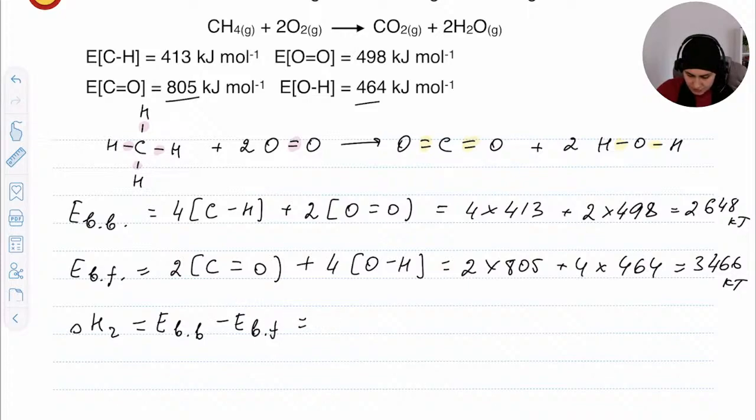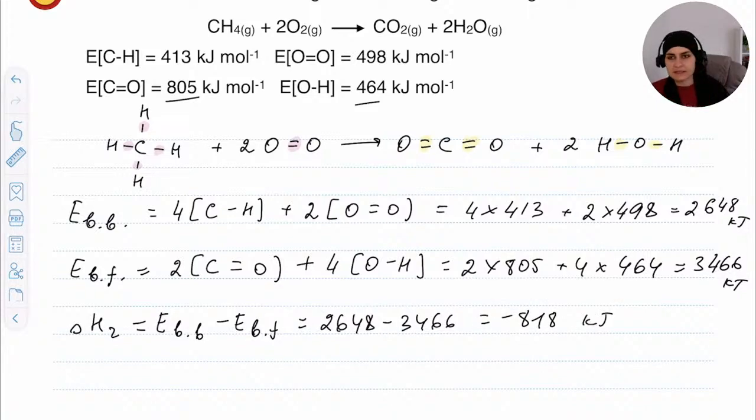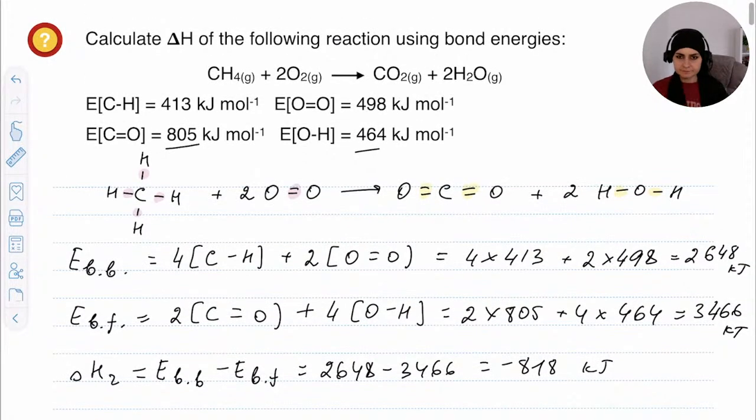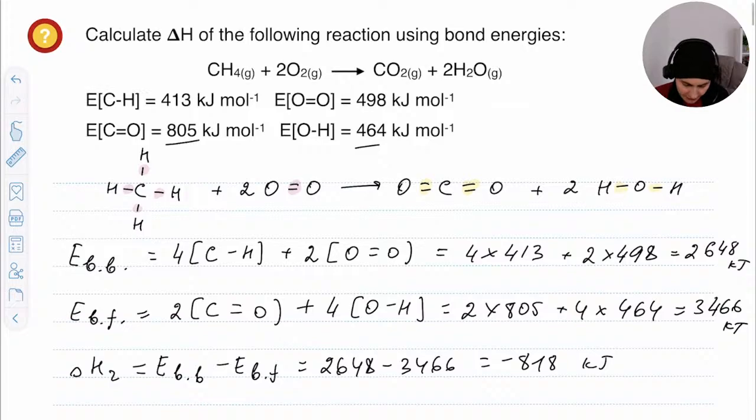So that's 2648 minus 3466, that is negative 818. And so whatever sign you get, that's the correct sign for this reaction. If it's negative, it's exothermic, positive endothermic. Okay, done. First question done.